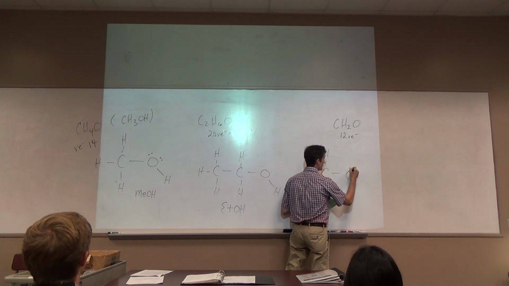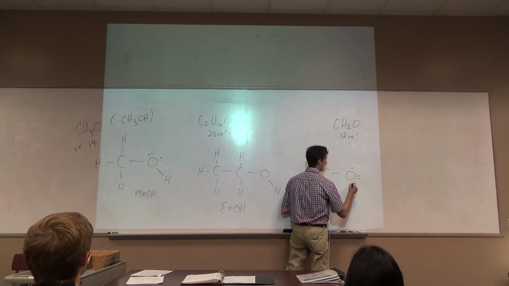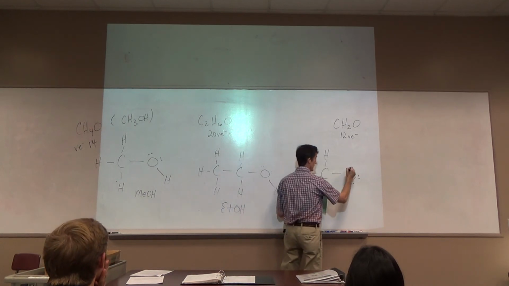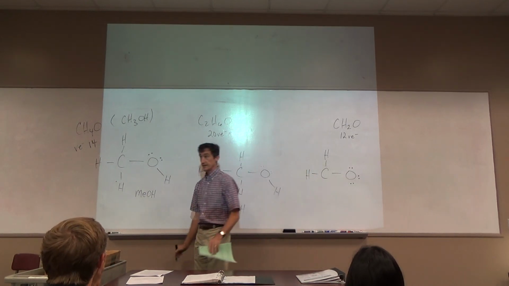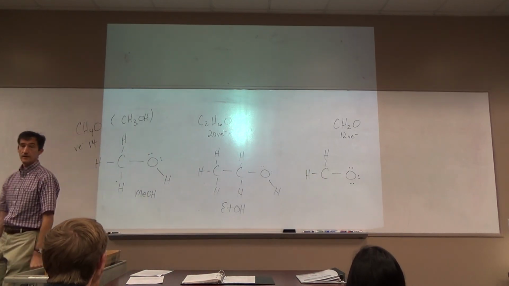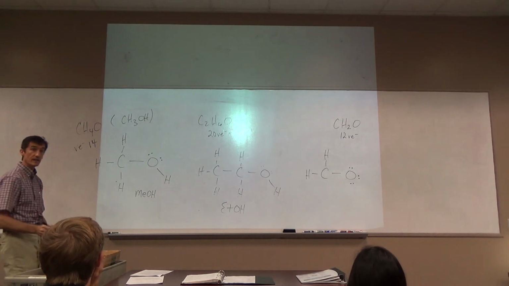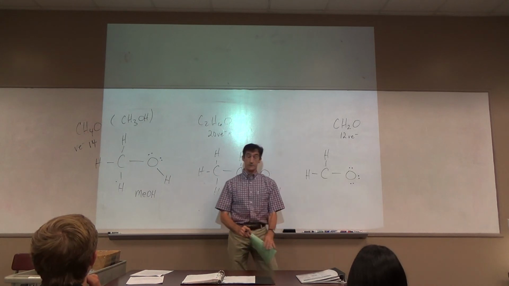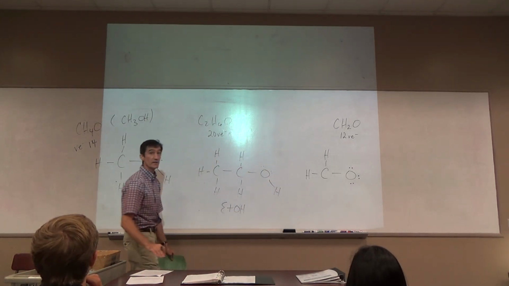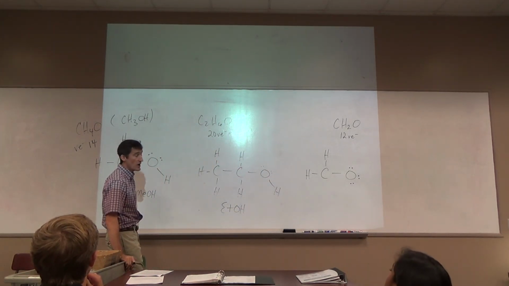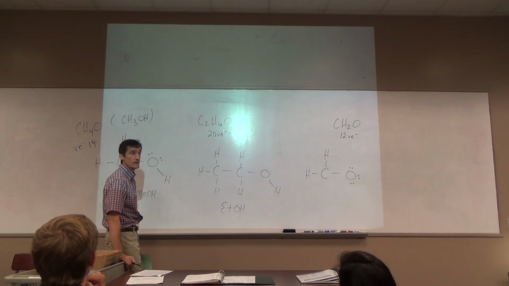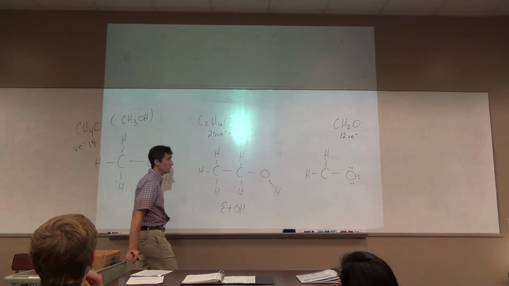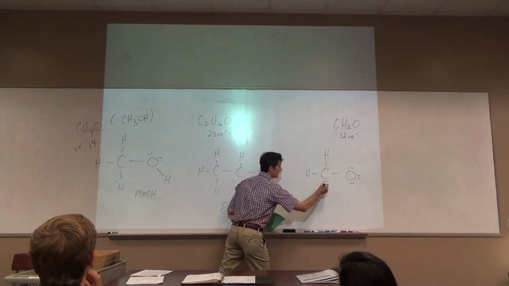How many lone pairs do you want to put around oxygen? 2. 3. Because we want oxygen to have an octet. Does it now have an octet? How many around oxygen? 2, 4, 6, 8. Okay? Now, is that standard bonding? No. But we aren't done yet. Does carbon have an octet? No, there's only 6. What can we do? How about this? Now we're good.